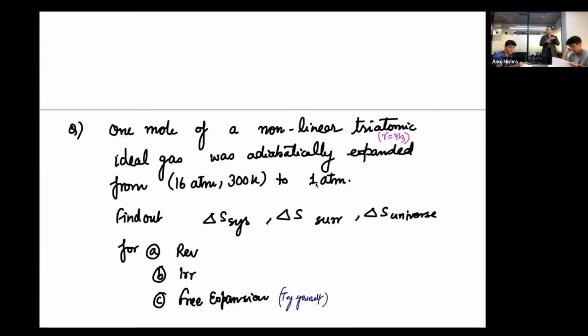Then why do they specify non-linear triatomic? Gamma is 4 by 3. I gave you gamma directly, 4 by 3. But it's a non-linear molecule. It will have degrees of freedom, translational 3, rotational 3, and vibrational will be 3N minus 6. But vibration is non-active, so only 6 will be considered. And gamma is 1 plus 2 by f. f is 6, so 1 plus 2 by 6 is 4 by 3. I gave you directly gamma is 4 by 3. Gamma is also called Poisson's ratio.